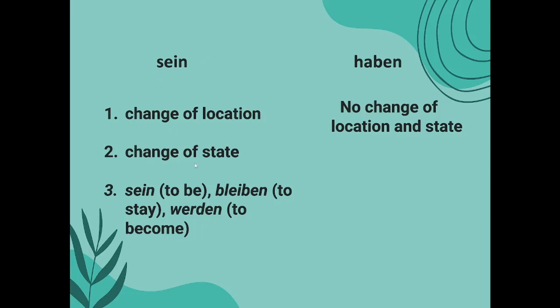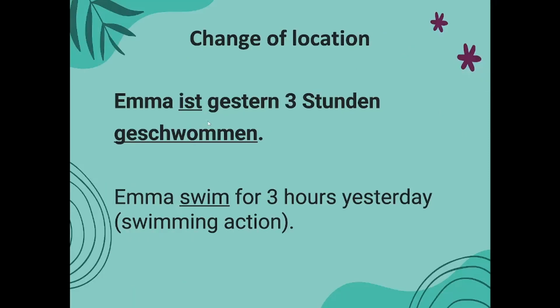Also, SEIN, to be, bleiben and werden. If these helping verbs are used in the sentence, then you will use SEIN. If all these three conditions are not met, go for HABEN. So change of location. Here is an example.